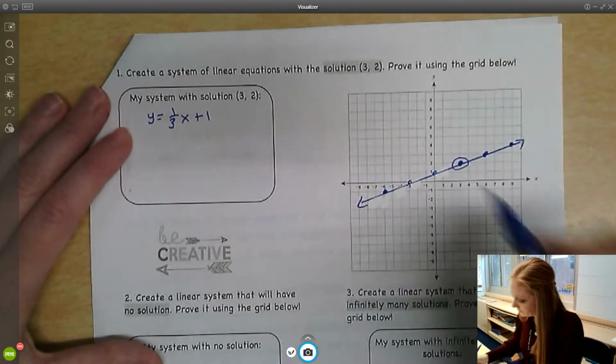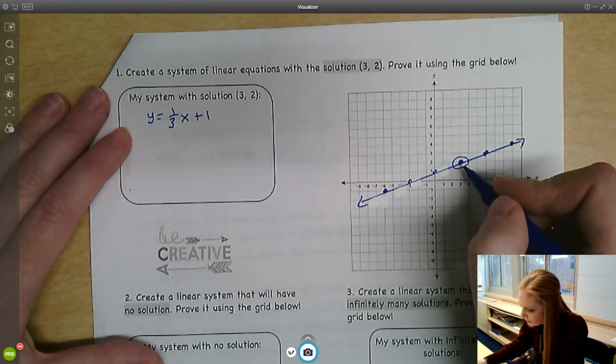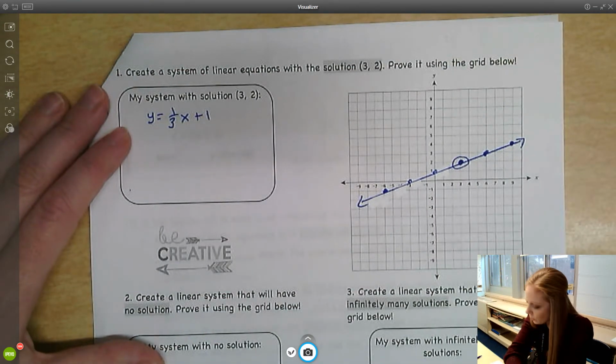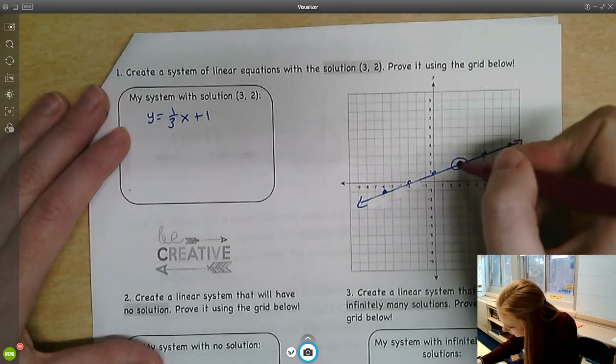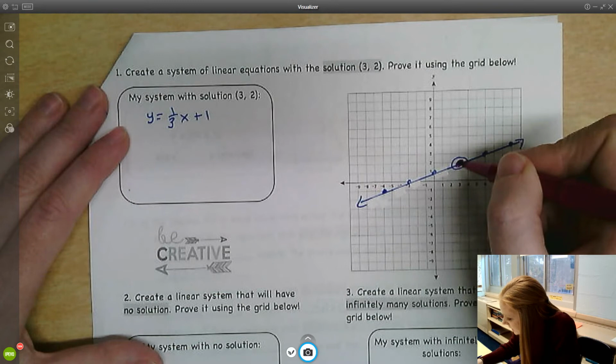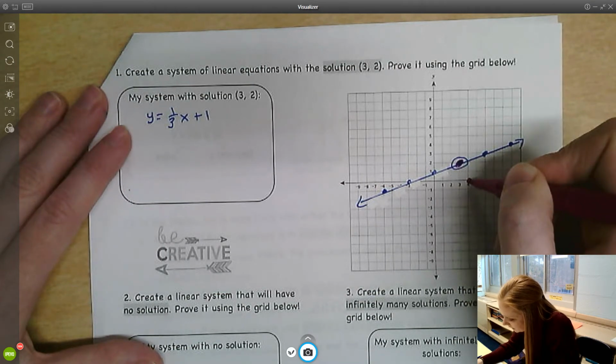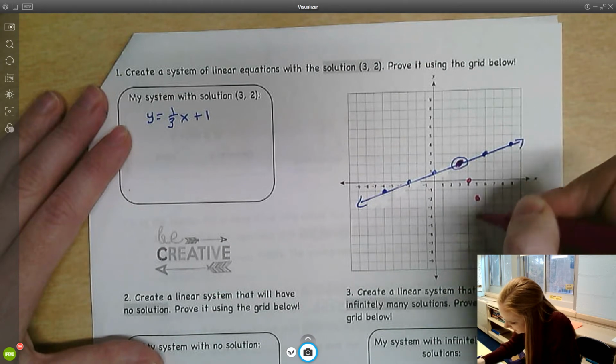I start at 1, and I go up 1, right 3. Okay, that hits the point 3, comma 2. Now let's make up another one that has this point. So I'm going to put that point in pink. Maybe now I'll go down 2, right 1. Why not? Down 2, right 1, down 2, right 1.